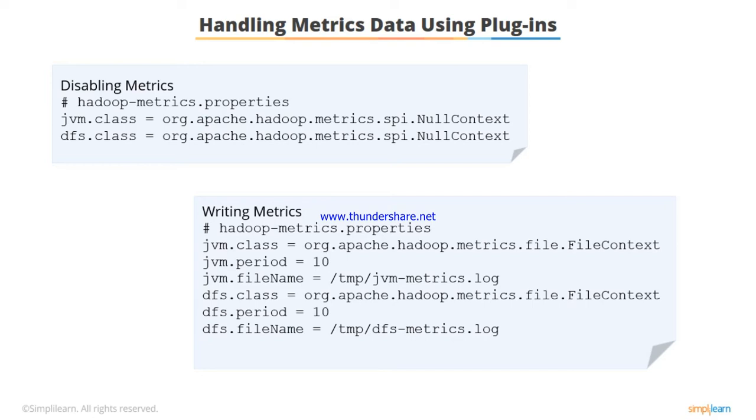Hadoop-metrics.properties. jvm.class equals org.apache.hadoop.metrics.file.FileContext. jvm.period equals 10. jvm.filename equals /tmp/jvm-metrics.log.